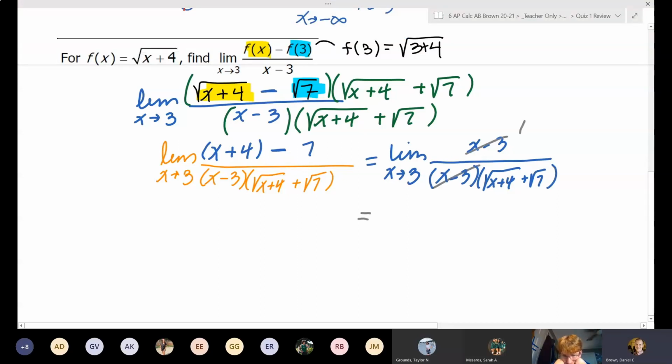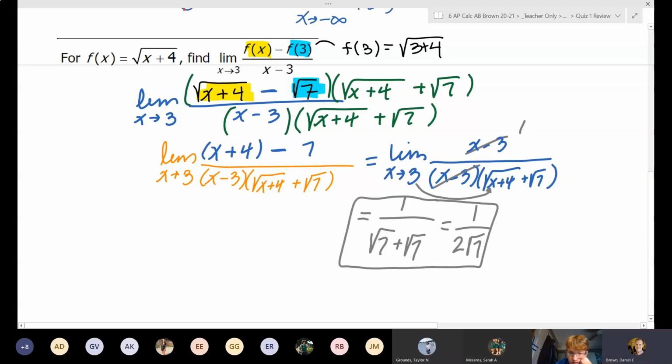Now we will no longer get 0 over 0, so I have that 1 in the numerator all over the square root of 7 plus the square root of 7. Again, I plugged in the 3 for x. You can just simplify that as 1 over 2 root 7. Though you could also just leave your answer ugly as 1 over the square root of 7 plus the square root of 7. I would not mark that incorrect because that is a correct numerical value.